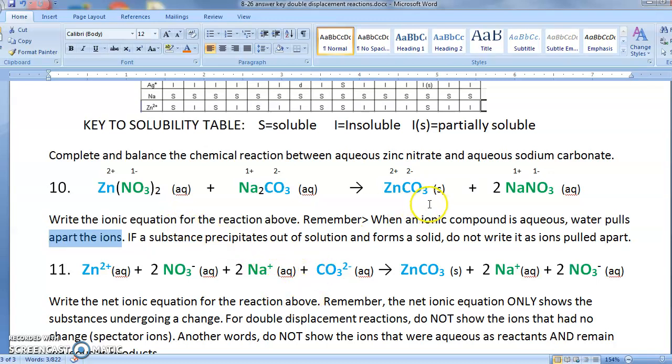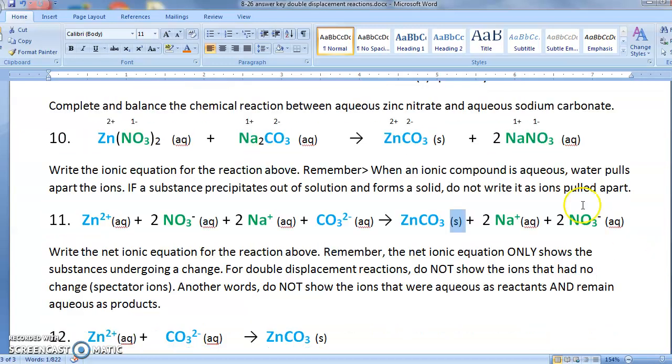Again, when it's ionic, if it says aqueous, we pull them apart. It says aqueous over here. So we're going to pull apart the 2 sodium ions that are going to be floating around. And there will be 2 nitrate ions floating around. 2 right in front. However, the S says water cannot pull them apart. So they will precipitate out of solution. They join together, these 2 ions join together, and water can't pull them apart. So when it is a solid written after it, you keep them together.